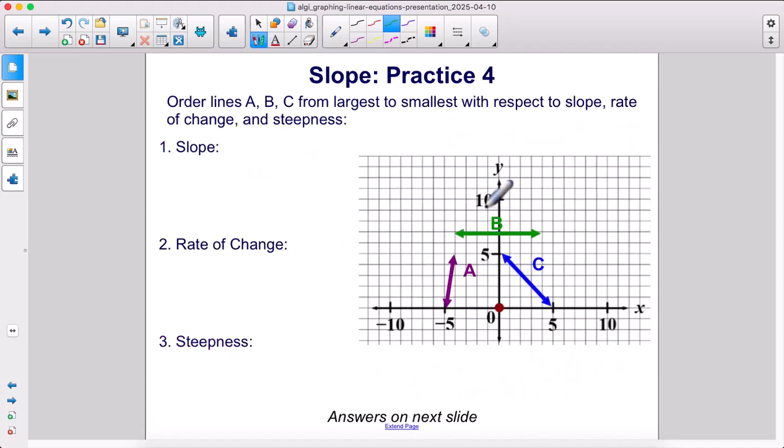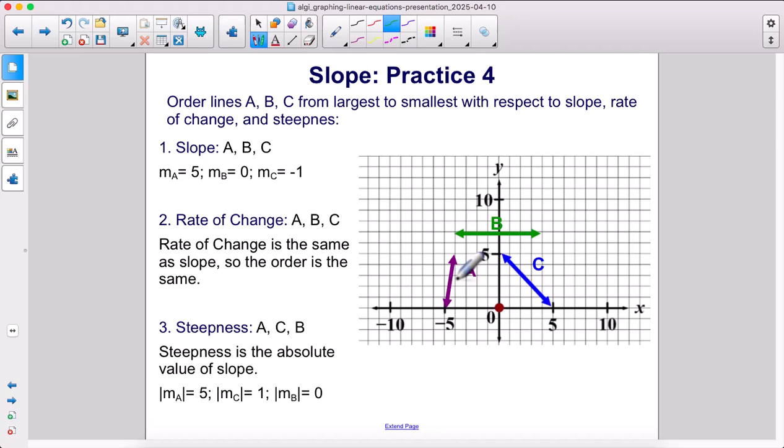Order lines A, B, and C from largest to smallest with respect to slope, rate of change, and steepness. All right, so the one with the greatest slope is A, it's positive slope. B has 0 slope, so that's the middle one. And then C has a negative slope, so that's the lowest one. Rate of change is the same as slope. This was like a trick question. Therefore, the answer is the same as for part 1. However, steepness-wise, C is the steepest, then A, then B, because you can use the absolute values of the slopes.